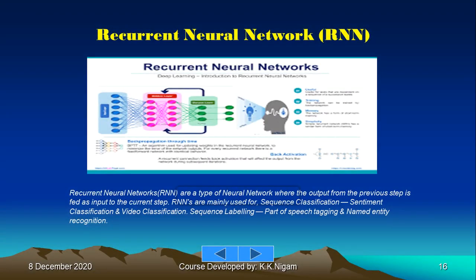Now let's talk about the RNN, that is, recurrent neural network. Recurrent neural networks are a type of neural network where the output from the previous step is fed as the input to the current step. RNNs are mainly used for sequence classification, sentiment classification, and video classification, sequence labeling, part of speech tagging, and named entity recognition.